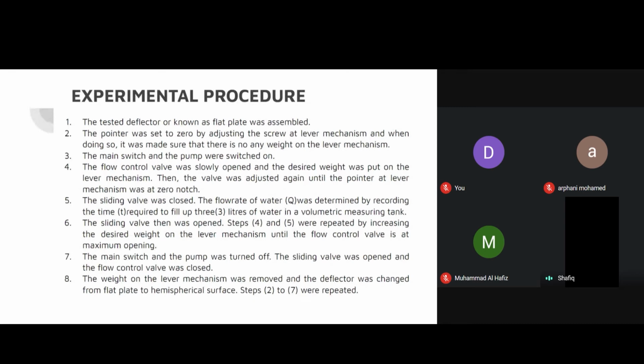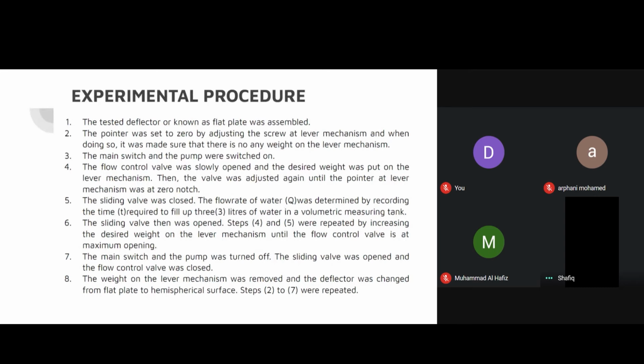I will explain the experimental procedure. Number 1, the tested deflector, known as the flat plate, was assembled. Number 2, the pointer was set to 0 by adjusting the screw at the lever mechanism, making sure there was no weight on the lever mechanism. Number 3, the main switch and the pump were switched on. Number 4, the flow control valve was slowly opened and the desired weight was put on the lever mechanism. Then the valve was adjusted again until the pointer at the lever mechanism was at the 0 notch.